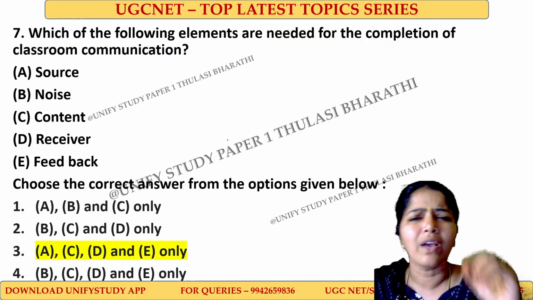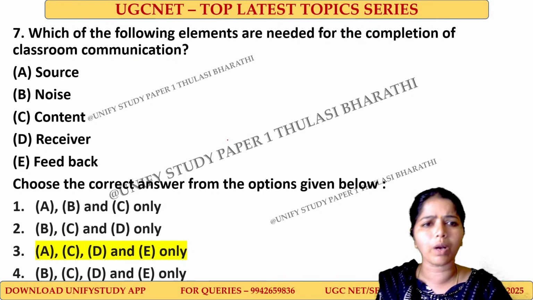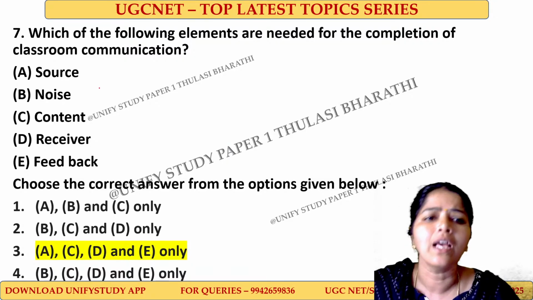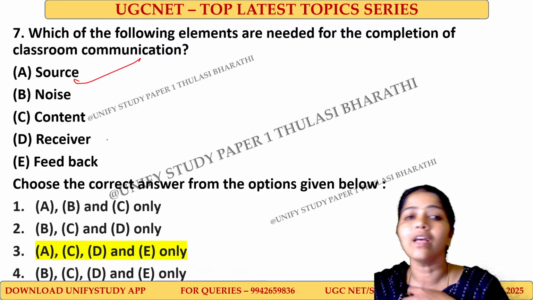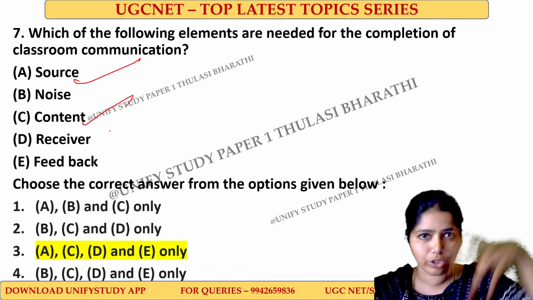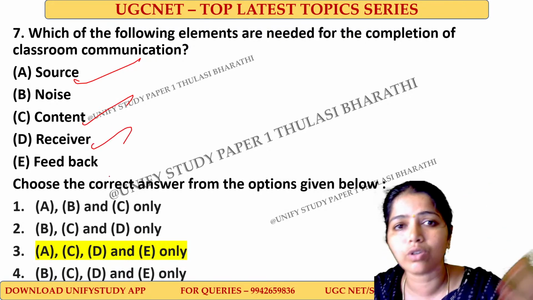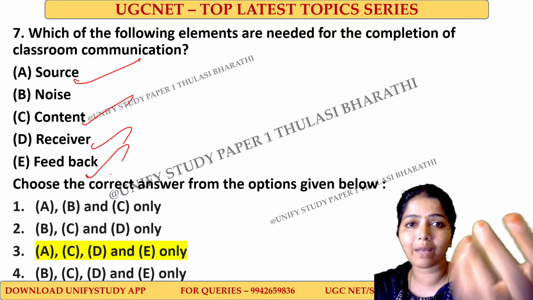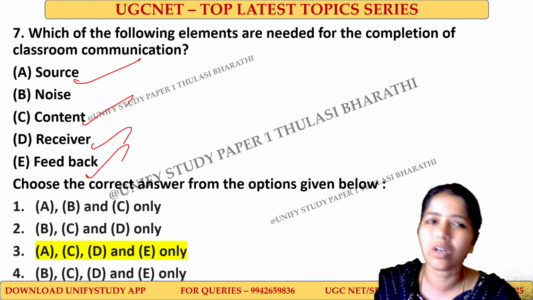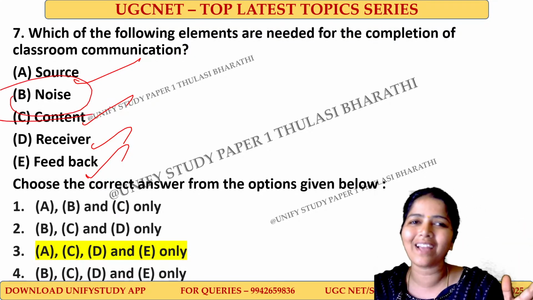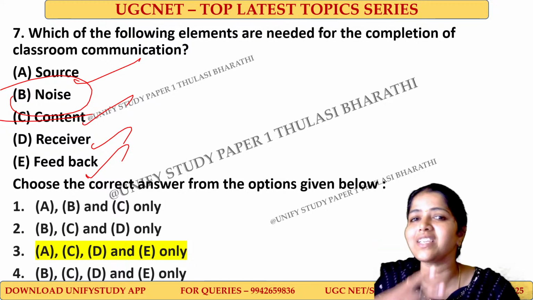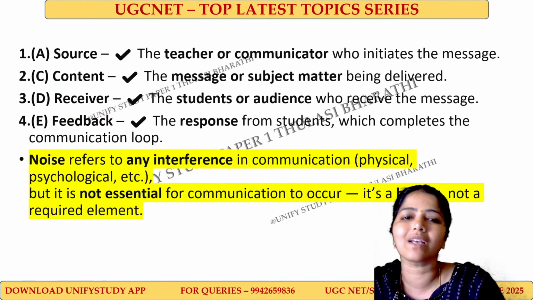Option number 3. If I want to complete my classroom communication, what should be there? The source, the teacher should be there. The content, what material I teach, that should be there. The learner, receiver should be there. And feedback should be there between the teacher and the student. What should not be there? Noise should not be there, right? Because noise is an interference in communication. It disturbs the communication. Very good.